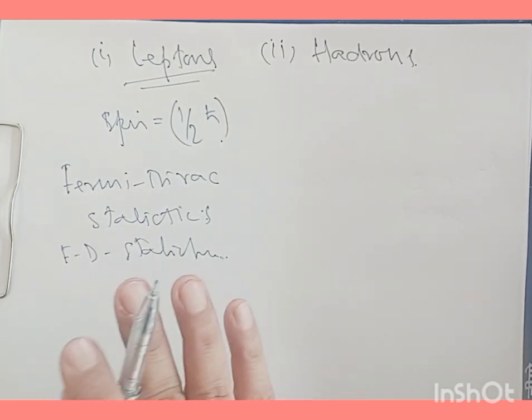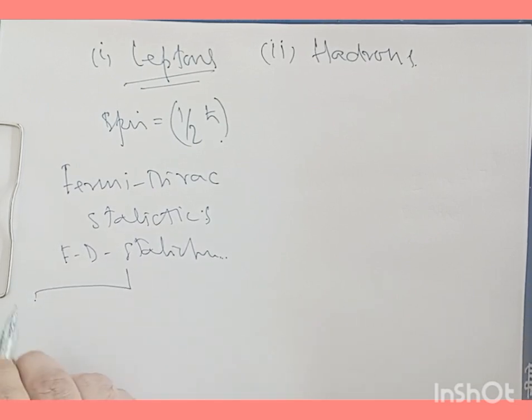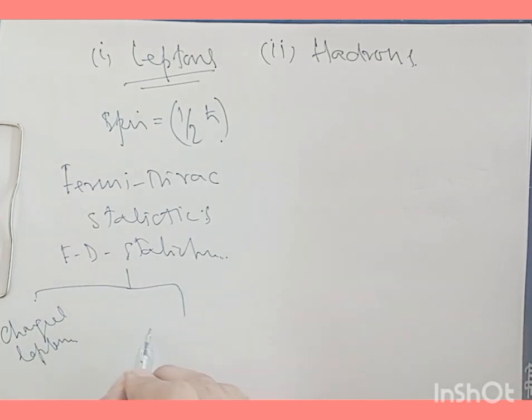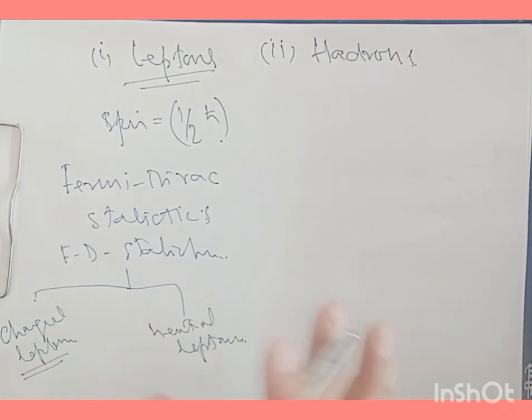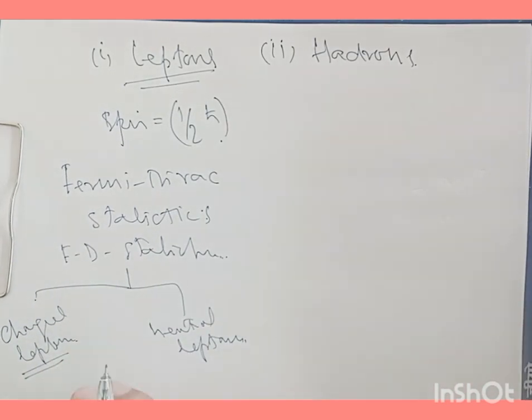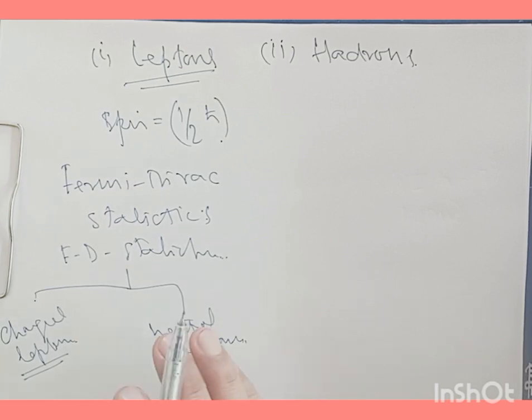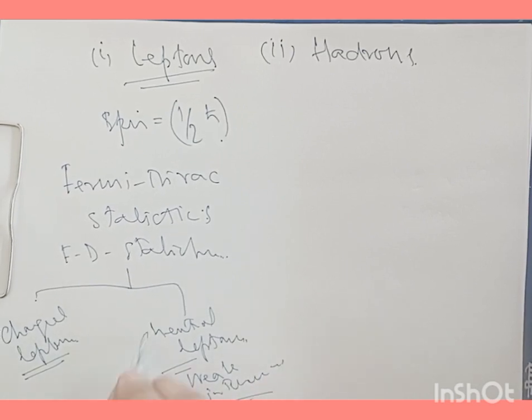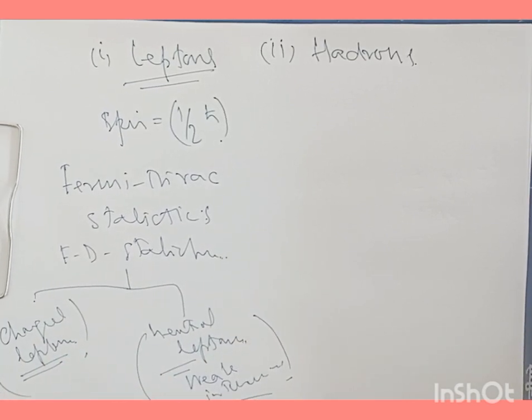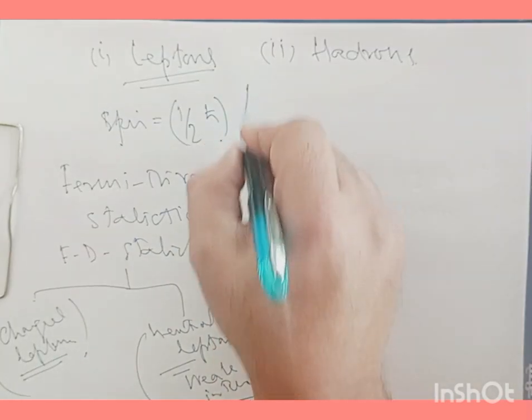And leptons are of two types. We have charged leptons, and we have neutral leptons. Now, charged leptons interact in an electromagnetic manner. They interact with respect to the electromagnetic interaction, as well as weak interactions. And these neutral leptons participate only in weak interactions, and charged leptons participate both in weak interaction as well as in electromagnetic interaction.